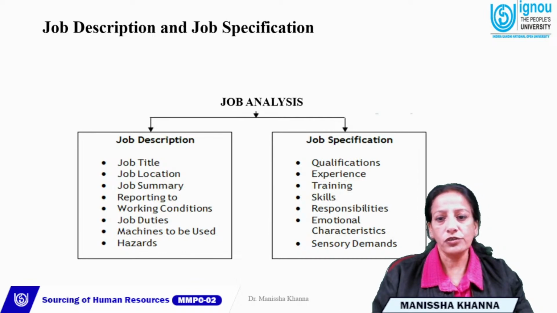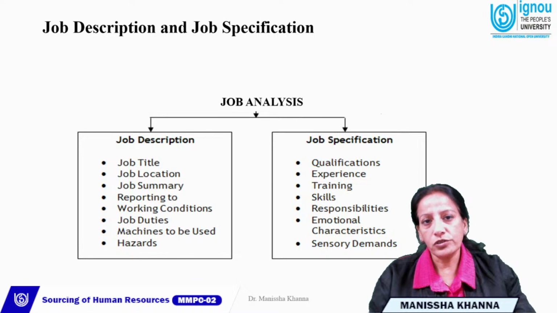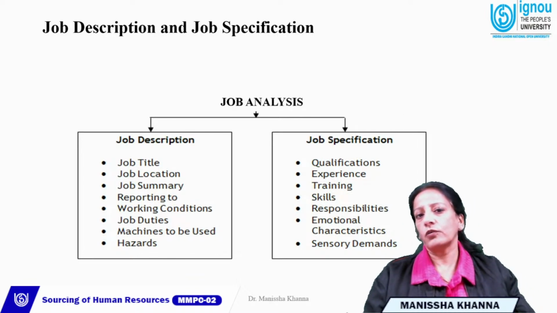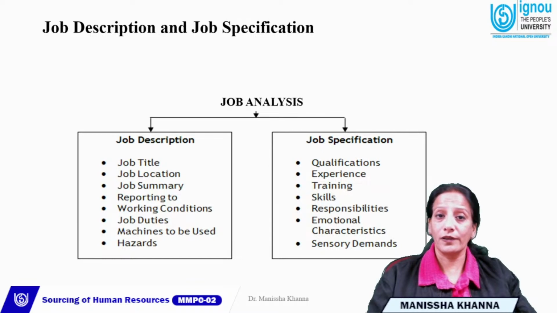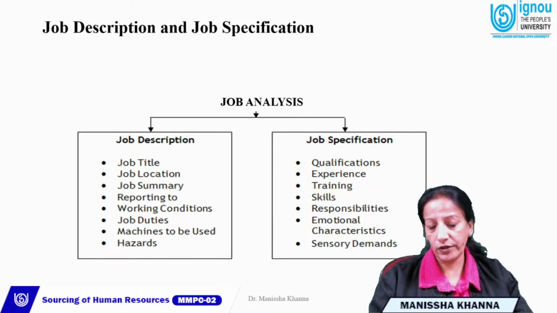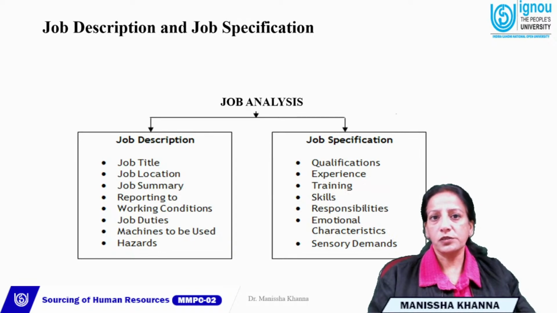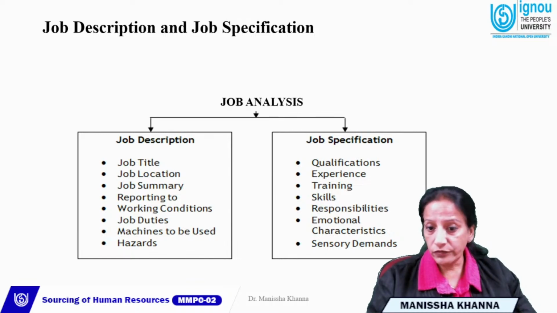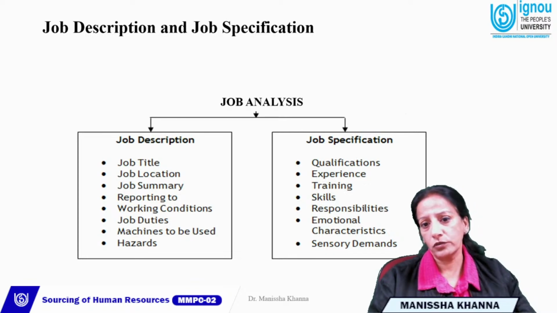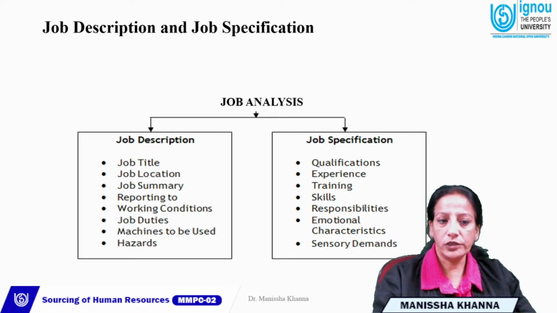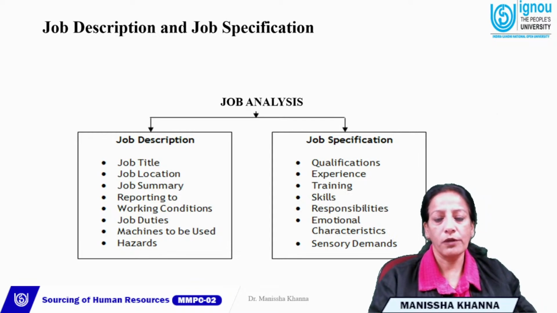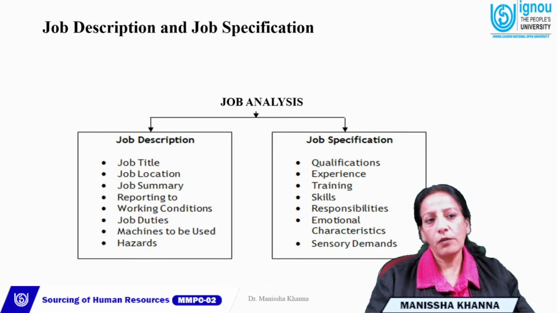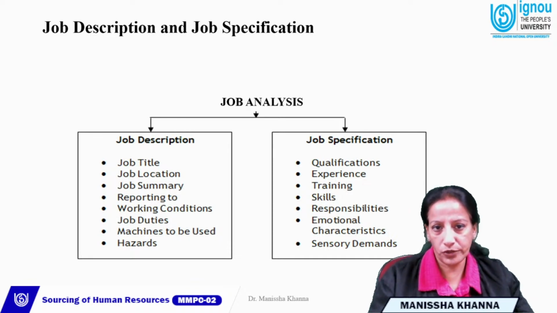Now, job specification is all about that particular job. What is required to do that job? Maybe qualification, experience, what training and certifications are required. Then it is all about skills, responsibilities, emotional characteristics, human behavior sometimes, and sometimes sensory demands also, which is mentioned in job specification. So job description is all about the job, and job specification is all about what is required to do that particular job.